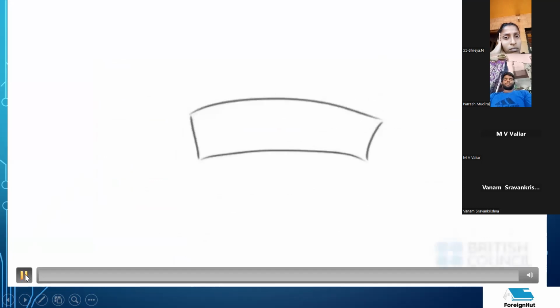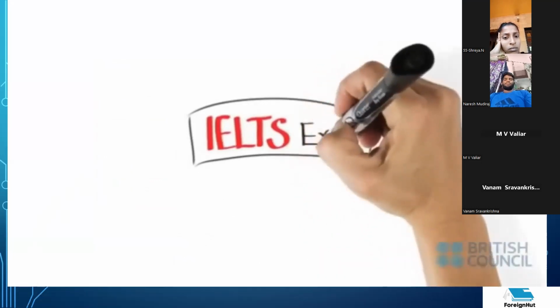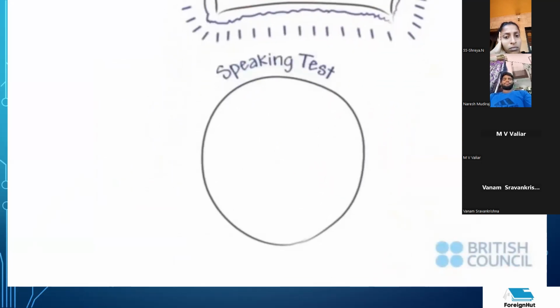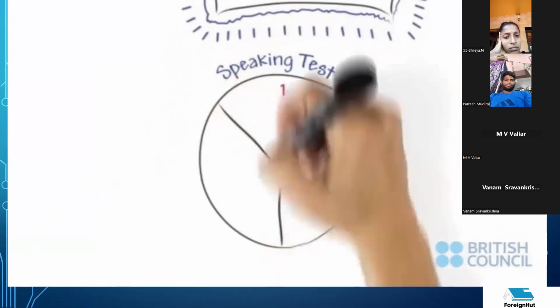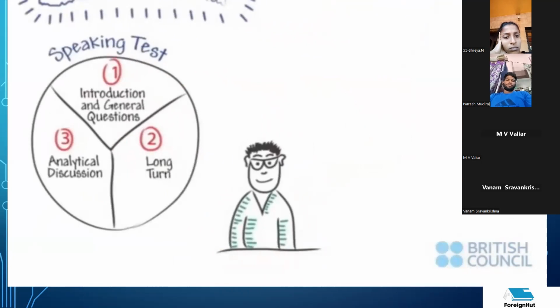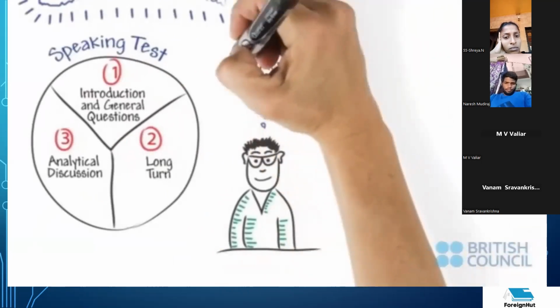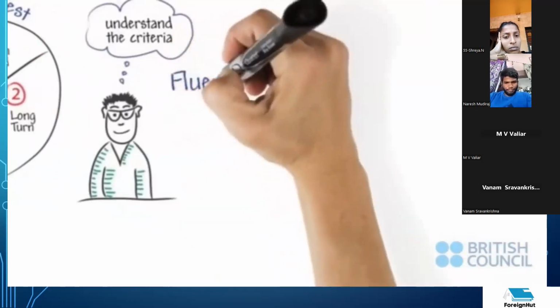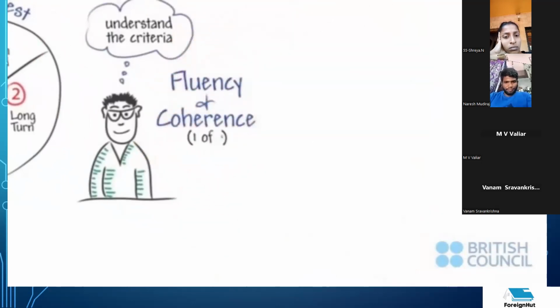So you've decided to take the IELTS exam. Congratulations! Success starts with IELTS. The speaking test is divided into 3 sections. Part 1 is the introduction and general questions. Part 2 is the long turn, and Part 3 is an analytical discussion. It's important to understand the criteria on which you will be tested in the IELTS exam. First, we consider the criteria of fluency and coherence. This is one of 4 criteria on which you will be tested. We'll cover the other 3 in later videos.